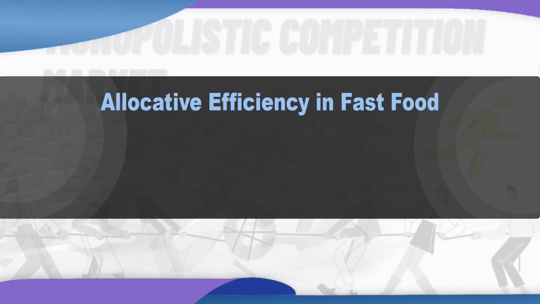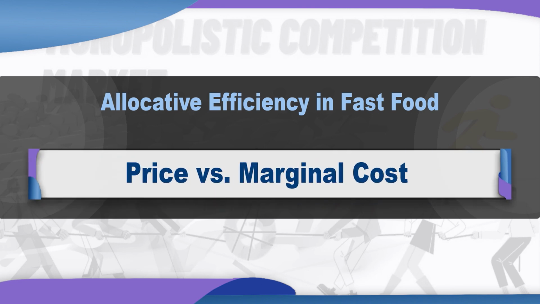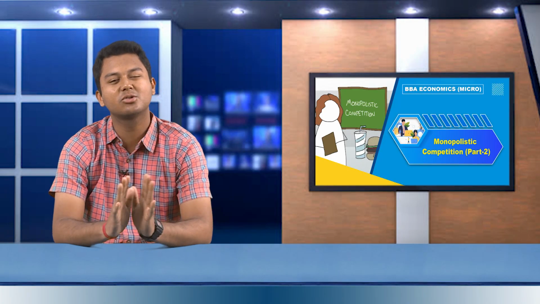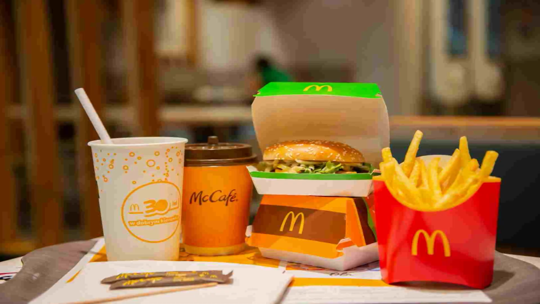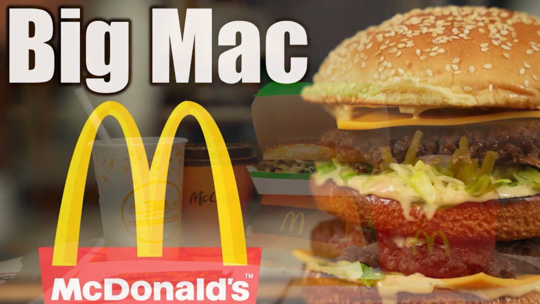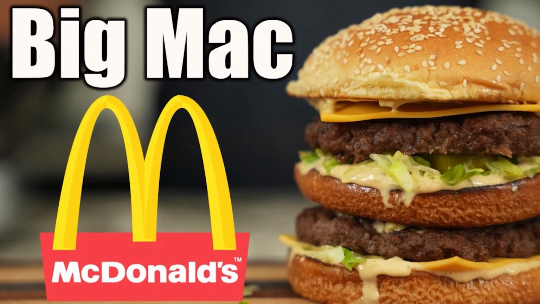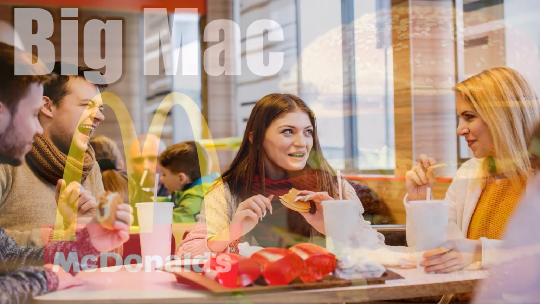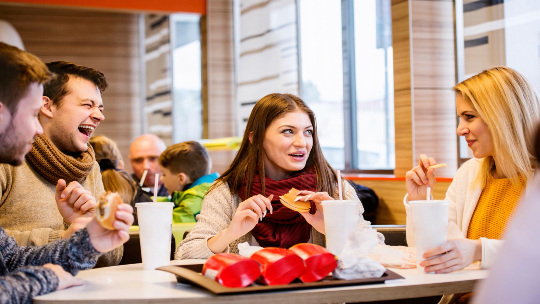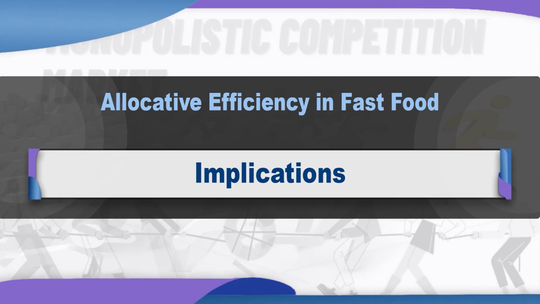First, allocative efficiency in fast food. The first point of comparison would be price versus marginal cost. Fast food chains do not set price equal to marginal cost. Instead, prices are higher because firms have some market power due to product differentiation. For example, a burger at McDonald's, such as a Big Mac or double patty burger, might be priced higher than the cost of producing it because customers are willing to pay more for the brand and the perceived quality or taste, or whatever they prefer. Now what are the implications of this?